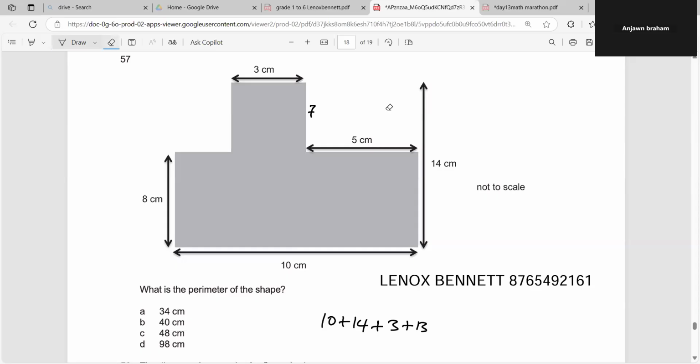Sir, at the bottom the base would be 10. And then, since on the left hand side is 8, the right hand side would also be 8. And then 8 and 8 is 16, plus 10 equals 26. And then at the top add 3, and that would be 29. And then here, going down on both sides, it looks like it's about 5. So 39.